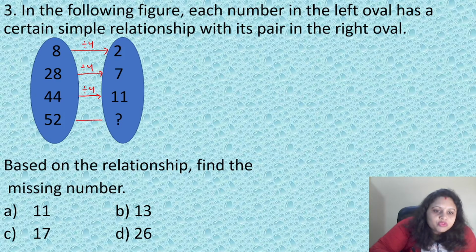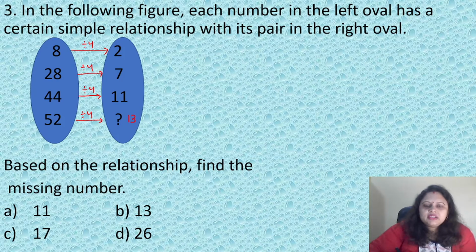So how to get it? We will divide here also. We will do the same thing. We will divide 52 by 4. So 52 divided by 4, here the correct answer is 13. Okay, got it? Easy question. So where is this option? Here the option is presented. Option B.